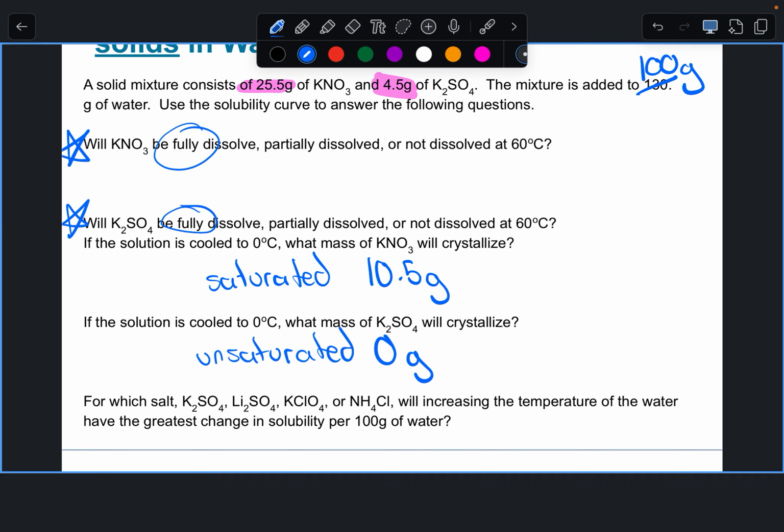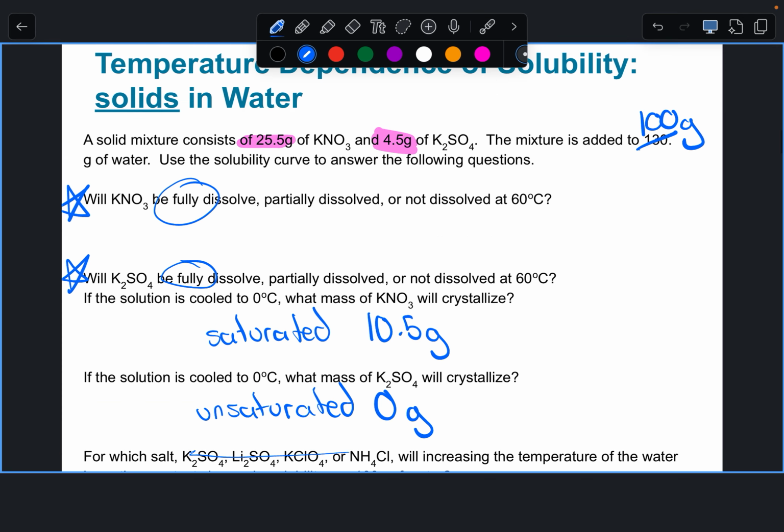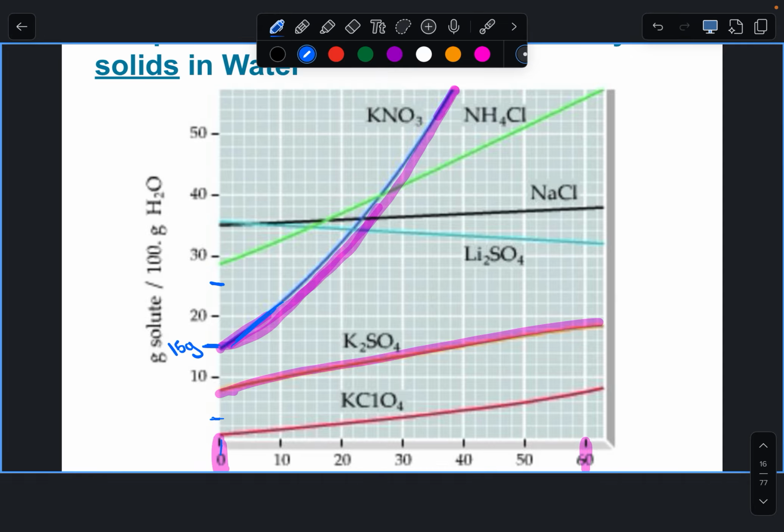And then this last question just asks which one, as the temperature increases, will have the greatest effect on its solubility. I'm not going to look at those specifically. But you can see that the slope tells you which change in temperature will have the greatest impact on the solubility. So potassium nitrate is the one that change in temperature has the biggest impact on. I don't think that was on the list, so the next one would be ammonium chloride.